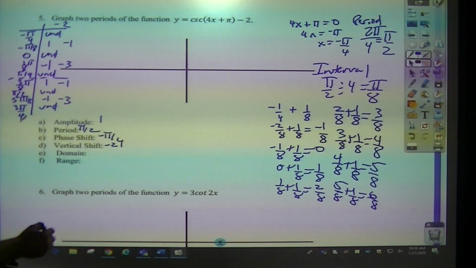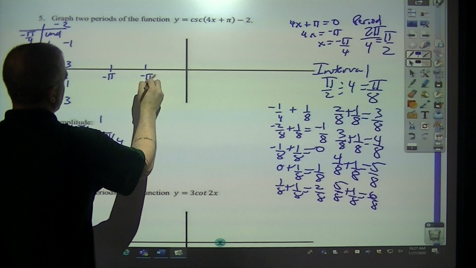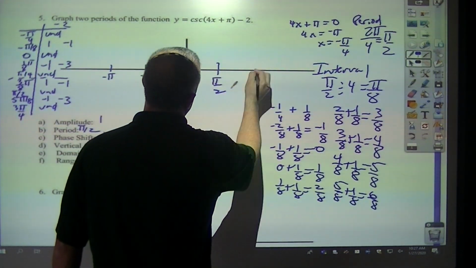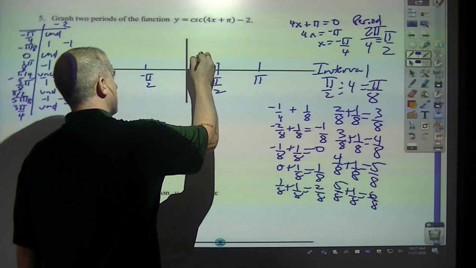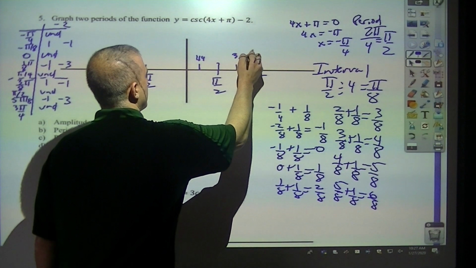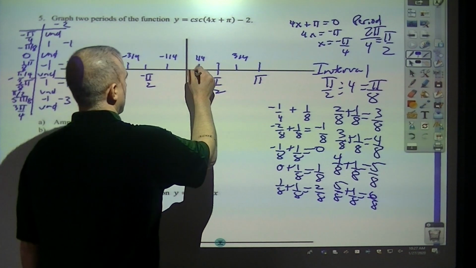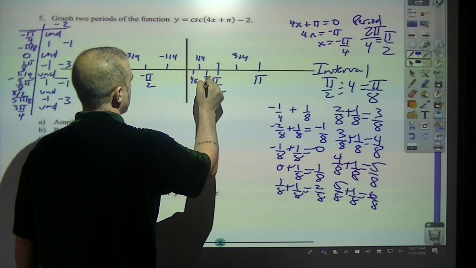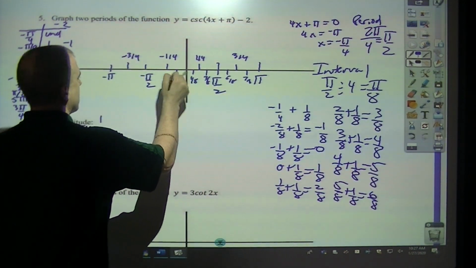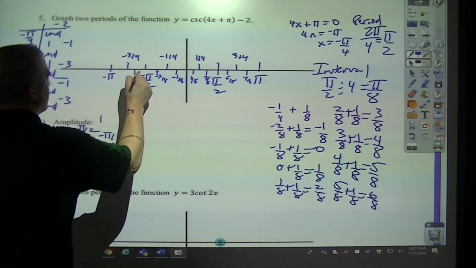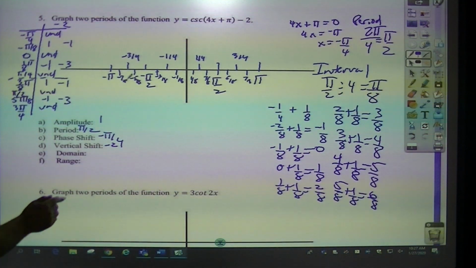So as you can see, I'm not going very far here, so I might spread this out just a little bit. Negative pi, negative pi over 2, pi over 2, 1 pi. As you can see, I have eighths, so I have to cut them in quarters first. So 1/4, 3/4, negative 1/4, negative 3/4. All right, 1/8, 3/8, 5/8, 7/8, negative 1/8, negative 3/8, negative 5/8, negative 7/8.